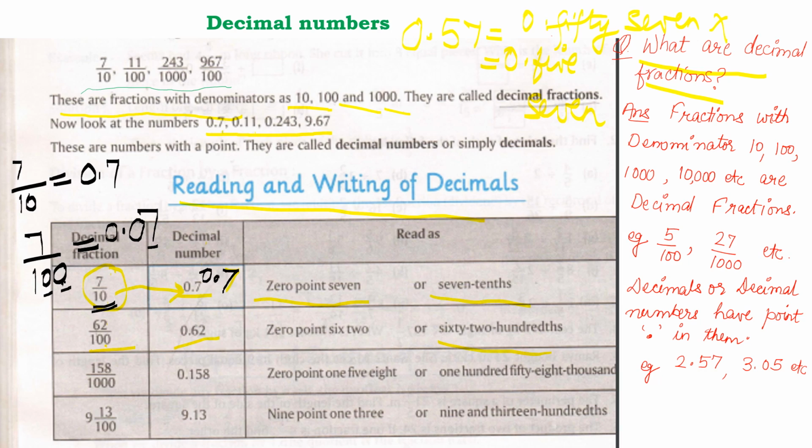Clear? Now here is a number, 158 by 1000. What will you do? First you will write 158 only. Now how many zeros in the denominator? 1, 2, 3. So where will my decimal come? 1, 2, 3. The decimal will come before 1. So you can write 0.158. Clear? I have given the definitions here. Please write them in your classwork notebook.